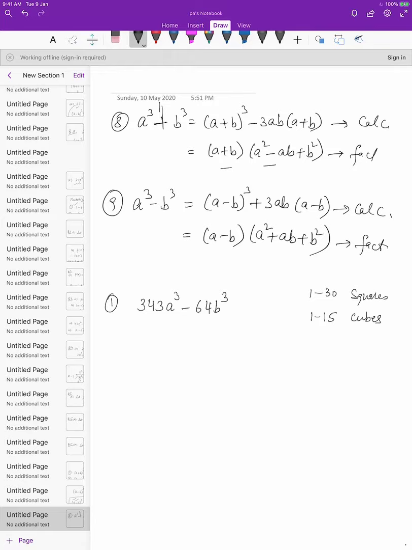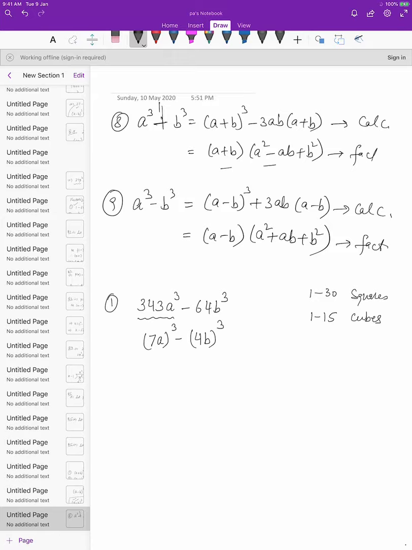When you see 343, you don't know it is a cube of which number. I want to write this term as a perfect cube, then only I can use the identity a cube minus b cube here. So right now I am telling you that 343 is the cube of 7. And this is a cube, so 7 cube into a cube can be written as 7a whole cube. Similarly, 64 is a cube of 4, so 4 cube into b cube can be written as 4b whole cube.